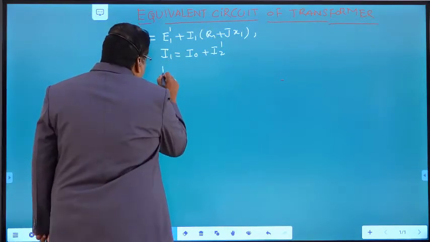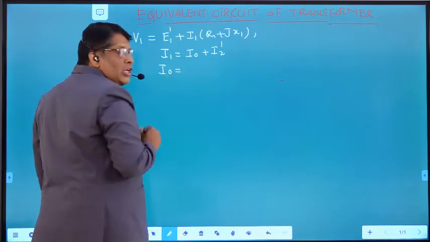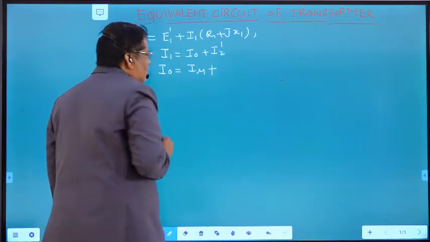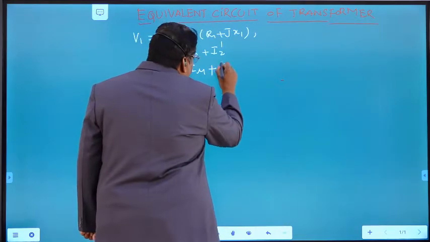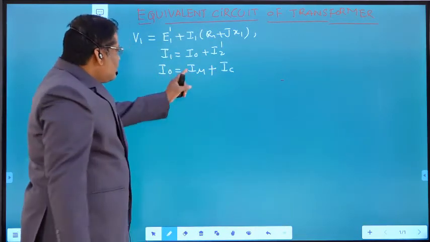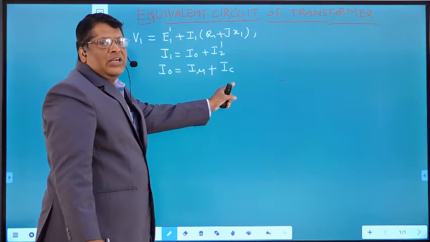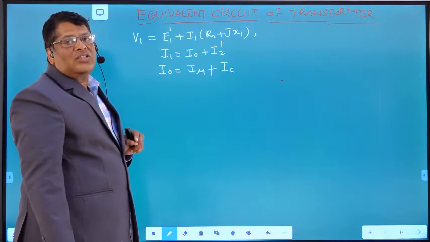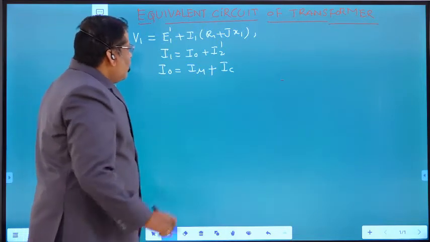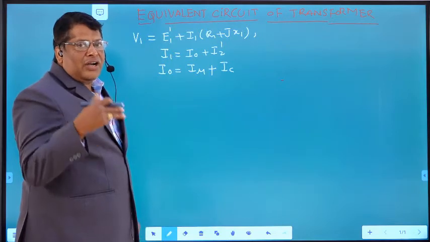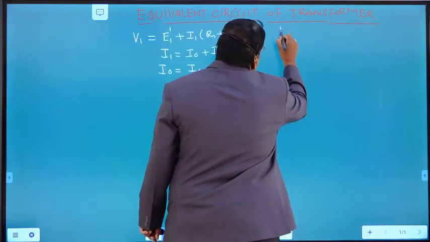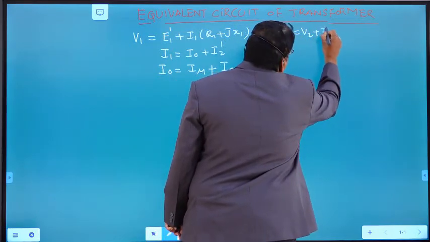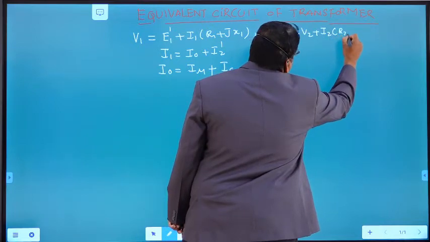Again, we can write I0 as I mu plus I c. This is the magnetizing current, and this is the core loss current. So the no load current has two components: one is the magnetizing current, another one is the core loss current. Now the voltage equation for the secondary winding: E2 equals V2 plus I2 into (R2 plus jX2).